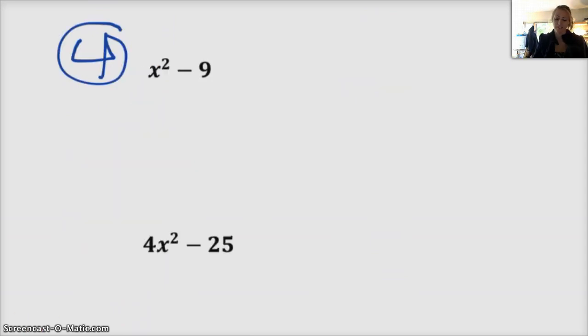Okay, next problem, 4, x squared minus 9. So this is a difference of two perfect squares. This is a special case because you have something squared, right? That's x. X squared is x times x, right? So that's a perfect square. And then 9 is also a perfect square. That is 3 times 3. So I can actually rewrite this as x squared minus 3 squared.